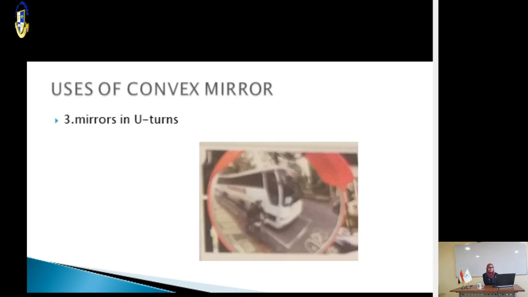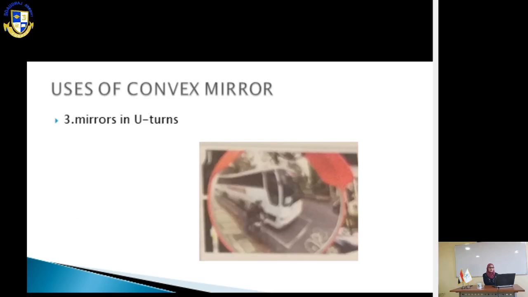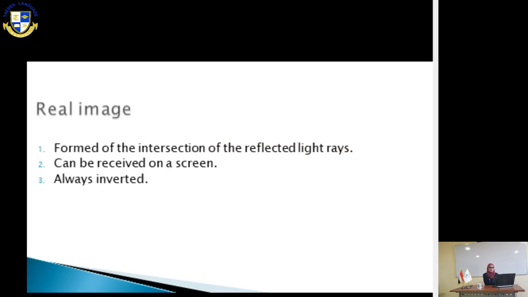Car side view mirror. Slide 23. Uses of convex mirror: car side view mirror, as shown in the figure. Also the mirror in the supermarket, as shown here in this figure. Slide number 24. Uses of convex mirror: mirrors in U-turns. We can see these mirrors in the street. Here, slide number 25. Real image.